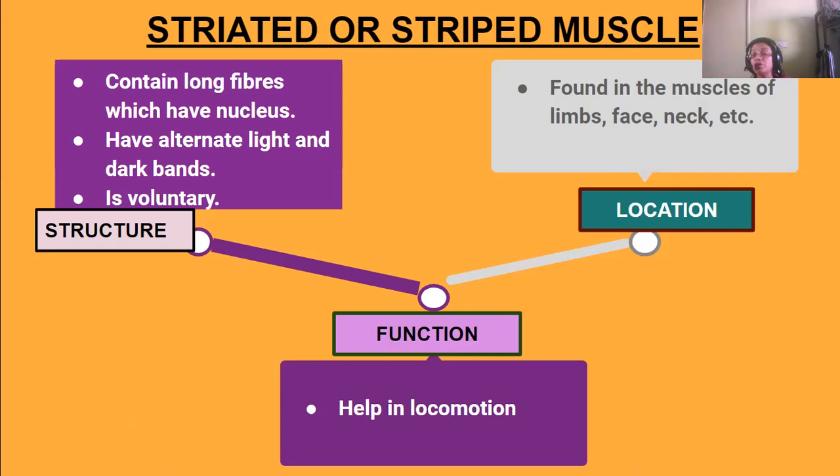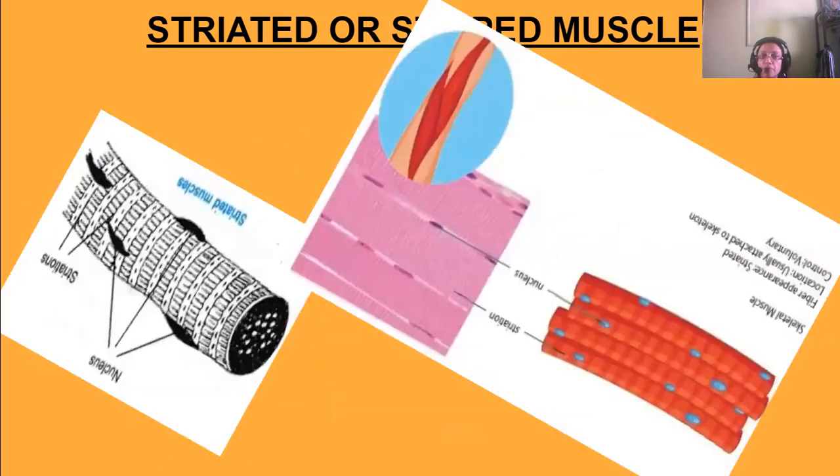And what is the main function? It is to help in locomotion, that is movement. Locomotion is movement from place to place. You can move from one place to another because the limbs are there. They are present on the limbs. So when we start moving from one place to another, we are locomoting. That's why these types of muscles help in locomotion.